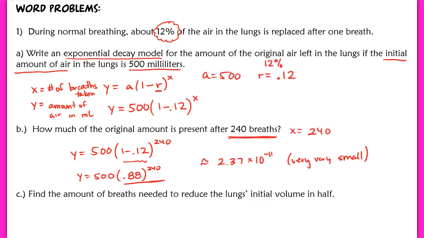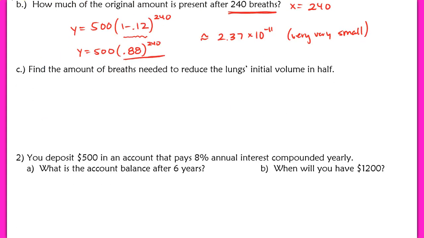All right, let's continue. Part C says find the amount of breaths needed to reduce the lung's initial volume in half. Okay, so let's think about what this is telling us. They say find the amount of breaths, which means I'm trying to find an x value. That's the unknown. And I want to reduce the lung's initial volume in half. Now, you can go back to the idea that you had 500 milliliters. That was your initial amount. That means that if you want to reduce it to half of that, that would be 250. So really they're asking me, when y is equal to 250, what would be the amount of breaths that it would take for that?